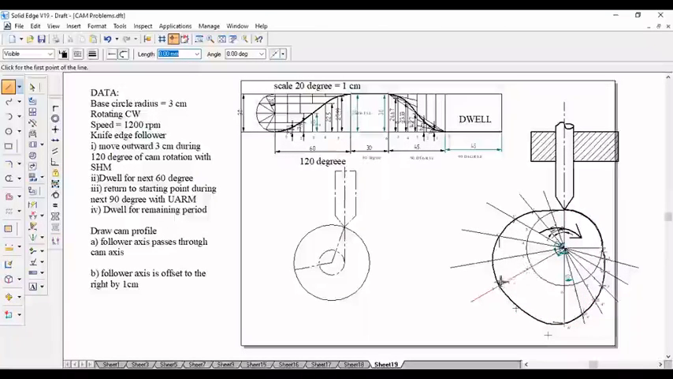This 120 degree line you are divided into 6 parts, like how you divided here as 6 parts. Same way this 120 degree line must be divided into 6 parts. So it will be 120 degree divided by 6, that means it is 20. You can just divide it into 20 degree so that you will get 6 parts here. Like this I have divided.